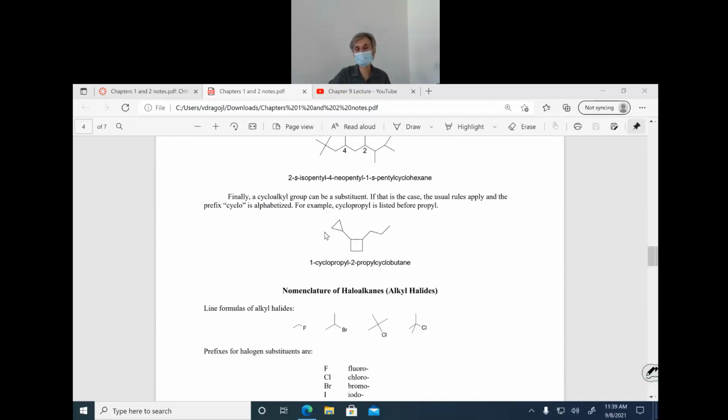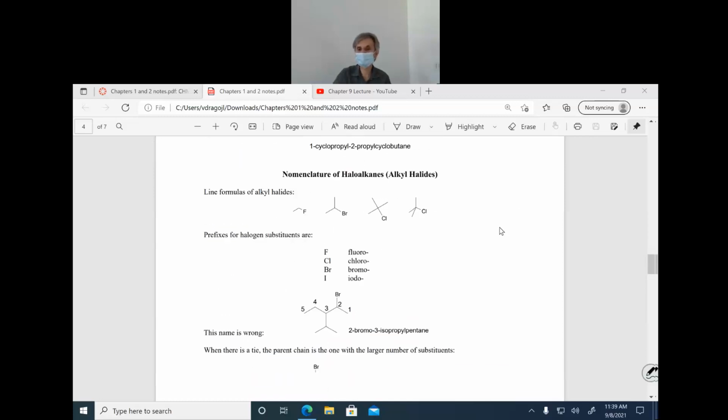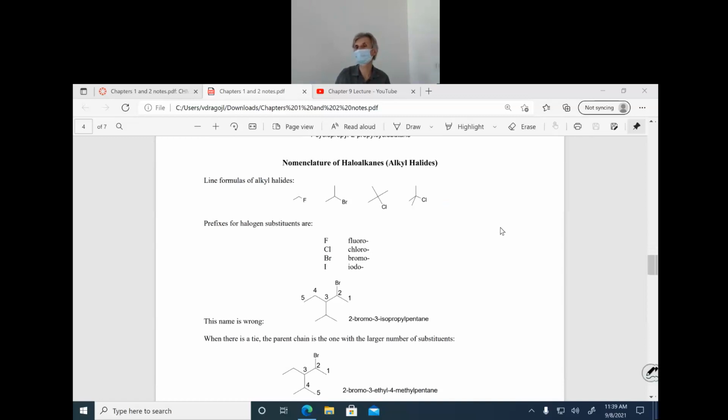And if a carbon ring is a substituent, you treat it the same way as any other substituent. So here is cyclopropyl versus propyl. Cyclo is alphabetized, so 1-cyclopropyl, 2-propyl, cyclobutane. So that's cyclic compounds. As you can see, that gets more complex compared to the nomenclature of alkanes.